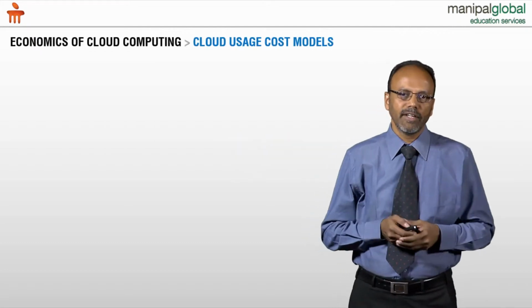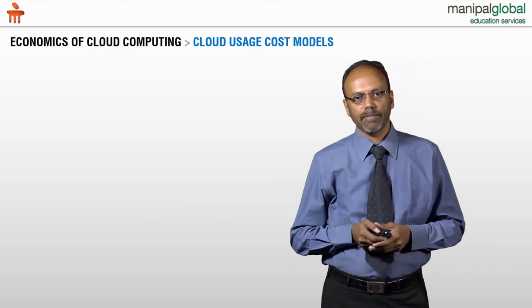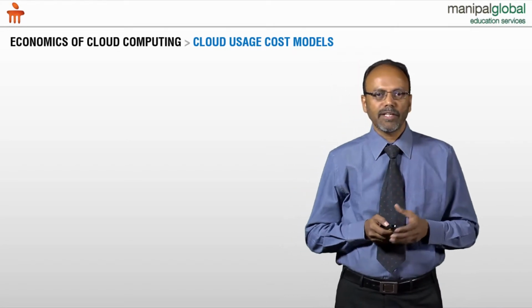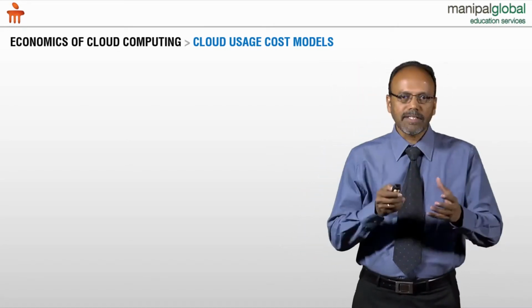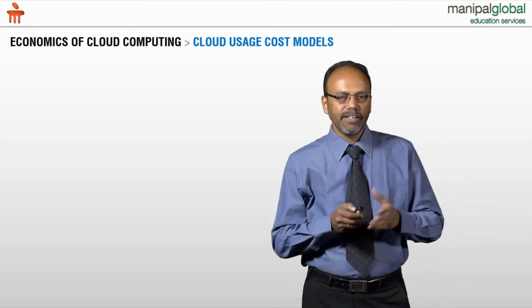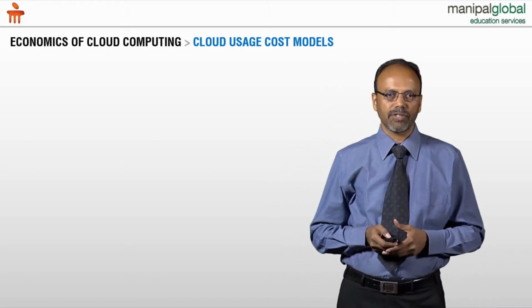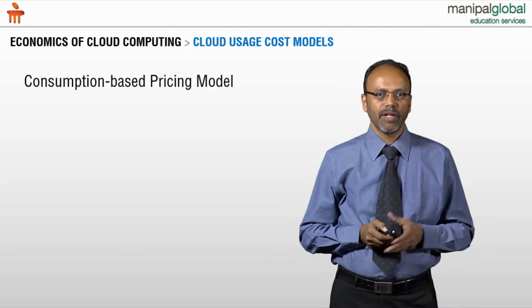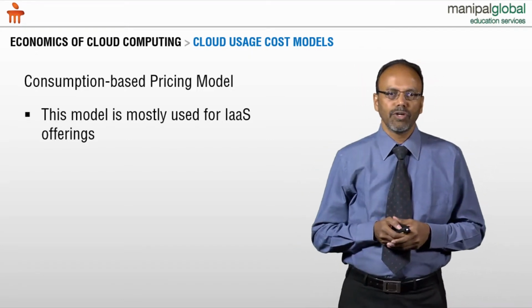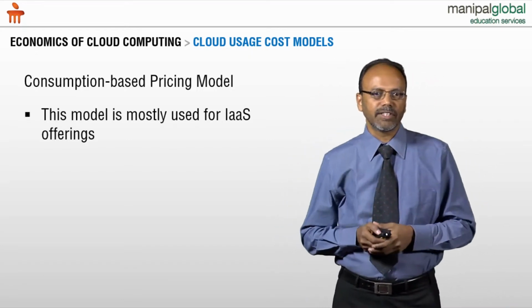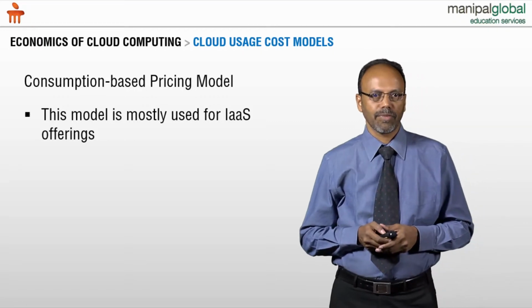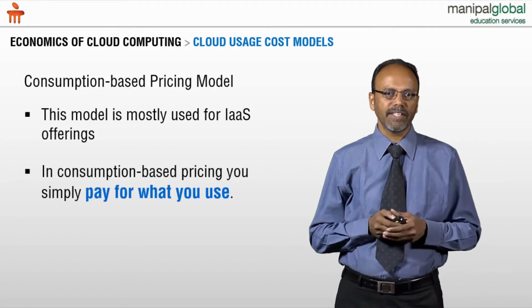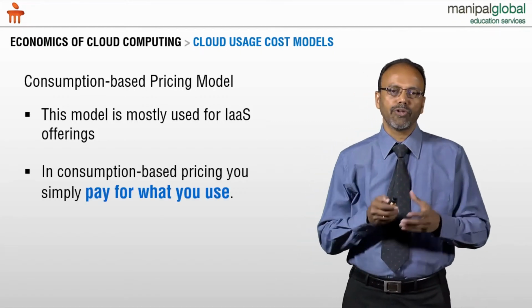Now, let us look at the cloud usage cost models. Every company that is offering cloud services has some kind of costing done, and they try to justify that particular cost. One of them is the consumption-based pricing model. This model is mostly used for infrastructure as a service offerings. In consumption based pricing, you simply pay for what you use.